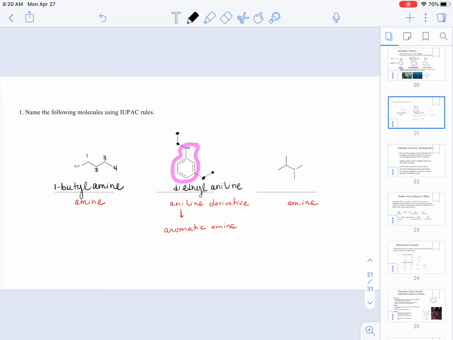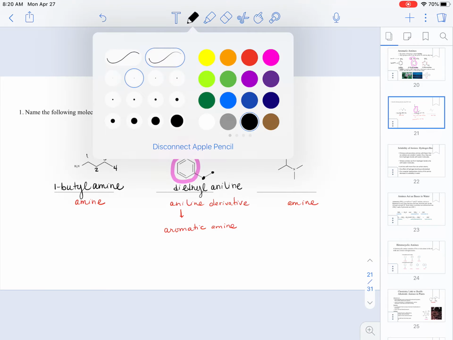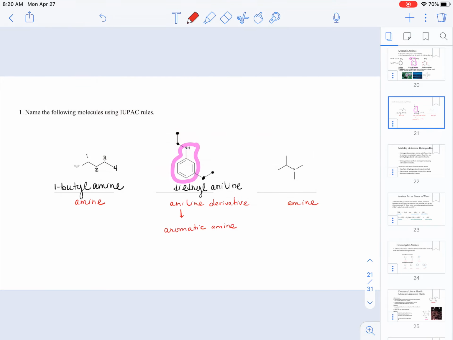Now, one is located in the nitrogen, the other one is located in the ring. Remember that when we're numbering the ring, the carbon that has the amino group is going to be number 1. In this case, we need to number it clockwise. And the locations of those ethyl groups is going to be N and also number 3. So the correct name of that second molecule is N,3-diethylaniline.